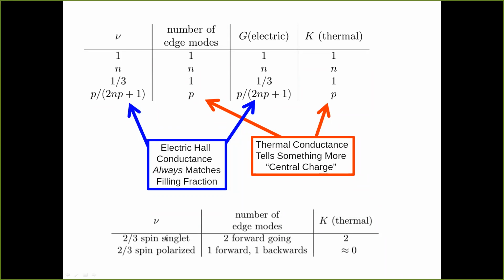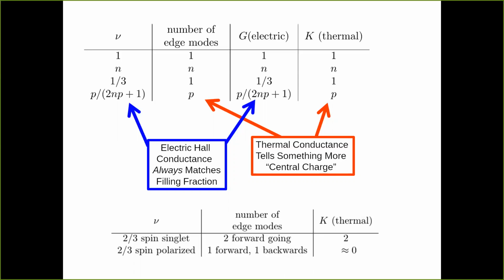thermal Hall conductance. The 2/3 spin singlet has 2 forward-going modes, whereas the spin polarized state has 1 forward-going and 1 backward-going mode. And so the former state, with 2 forward-going modes, has 2 conductance quanta of thermal conductance, and approximately 0 conductance quanta in the case of 1 forward and 1 backward-going mode. So that gives us a good reason to go and try to measure the thermal conductance of certain quantum Hall states where we don't know exactly the nature of the quantum Hall state that we're looking at in the experiment.